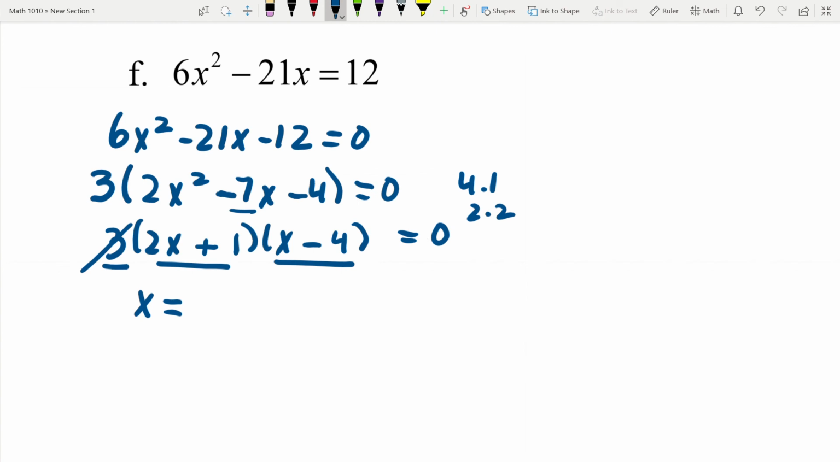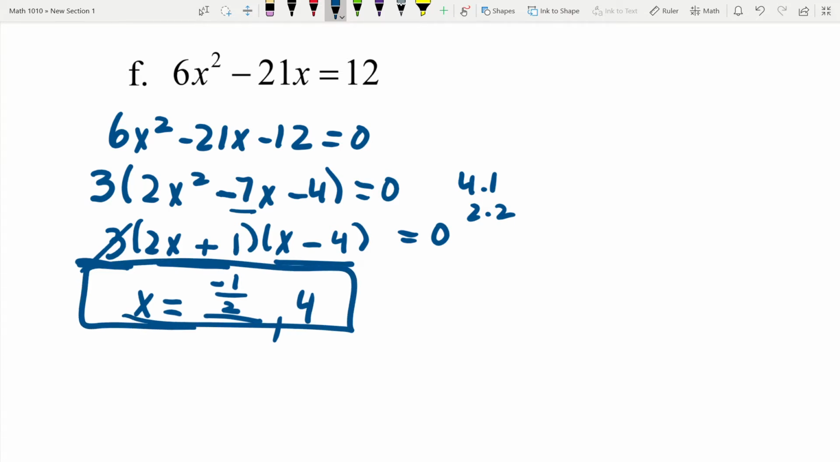Everybody listen, I'm going to say it again. Okay, stop writing for me, okay? True or false? No matter what's out here, I can always disregard it because it will never give me a solution for x, true or false? False, but the 3 didn't give me anything, so how is that false? If there's an x out there, then it's going to give me a 0. Good. 2x plus 1, set it equal to 0. 1 comes over and becomes a negative. Divide by 2. X minus 4 gives me a positive 4, and I'm done.